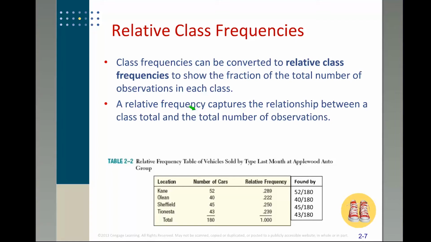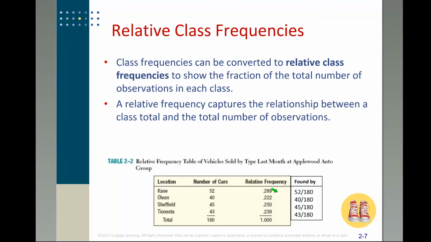Now, sometimes we also would like to know relative frequencies. That is, we want to know what is the percentage of the sales in each location. In that case, all we do is divide the number of cars by the total to get the relative frequency. Or you can say this is actually the percentage of cars sold in each location last month.